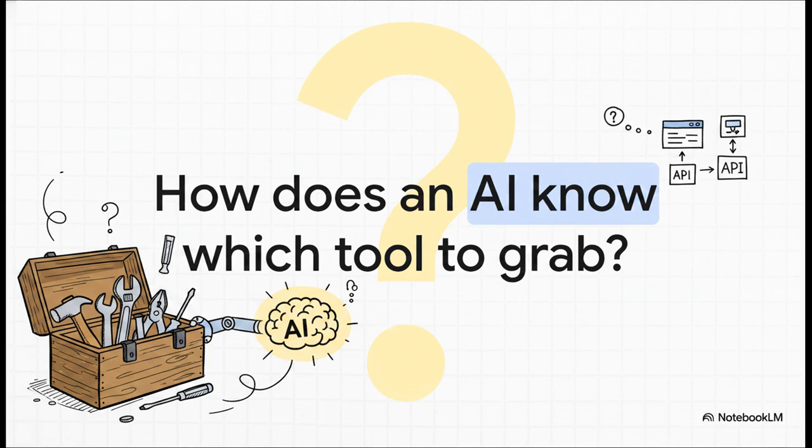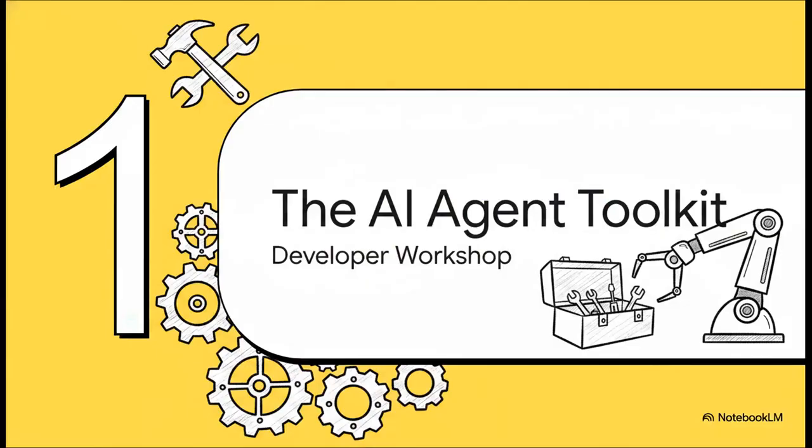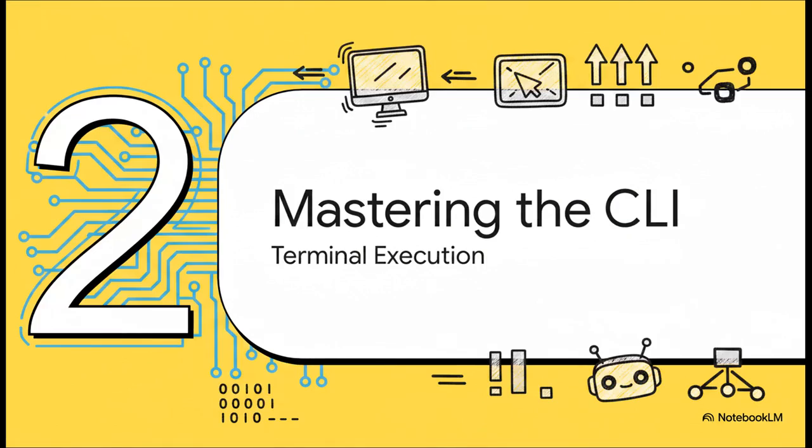But instead of physical tools, we're talking about system commands and API protocols. So how does an AI actually decide what to use when faced with a problem? That is the core routing mystery we're unraveling today. Section 1, the AI Agent Toolkit, essentially our developer workshop. Moving right along to Section 2, mastering the CLI, or terminal execution.